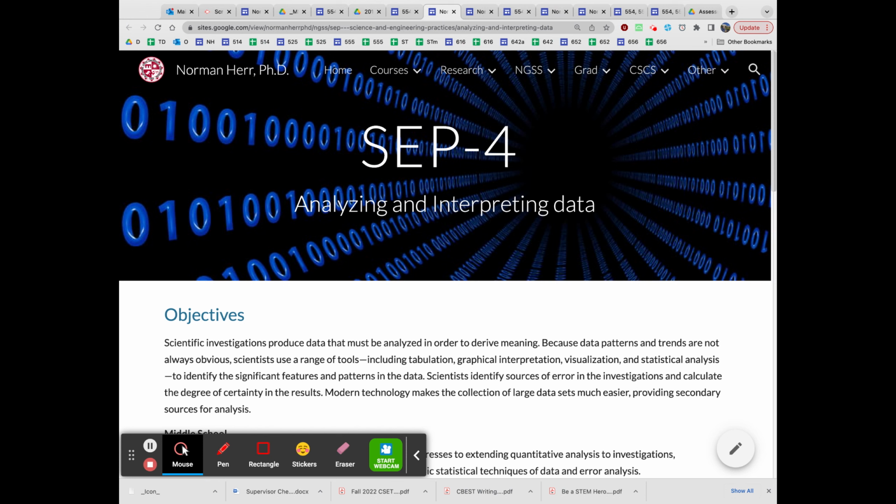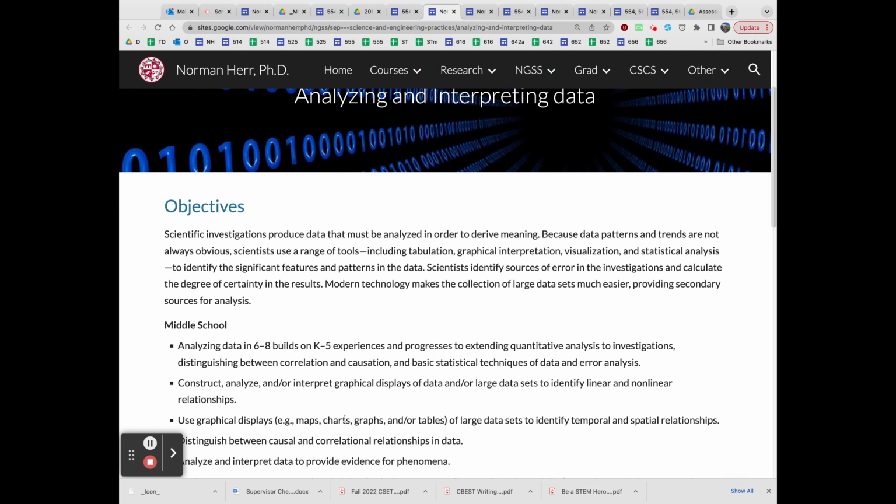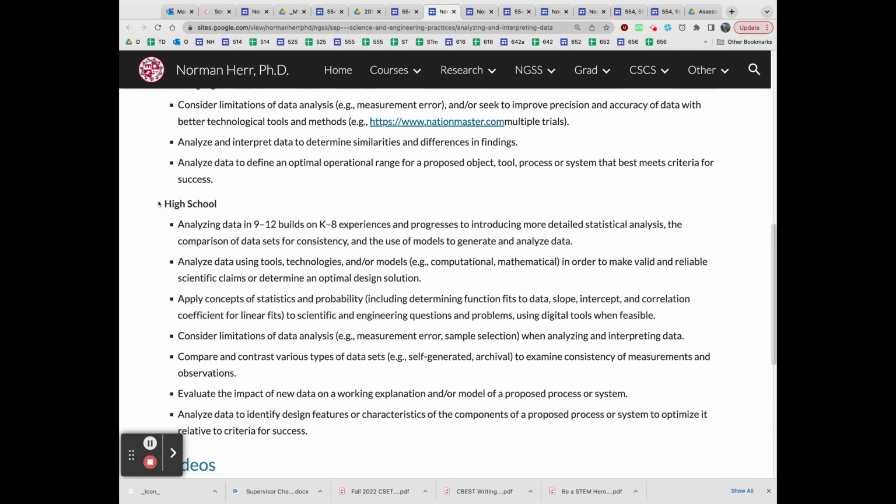First video clip has to show the students organizing and or analyzing data. So when we're talking about analysis, these are the kind of skills that you're supposed to be able to accomplish by the time you're done with middle school. Over here are the ones for high school.